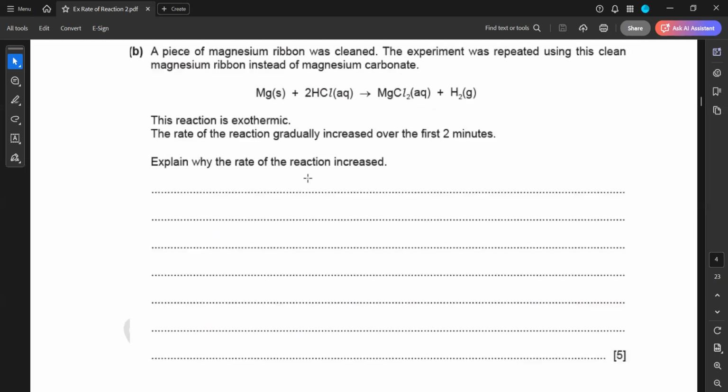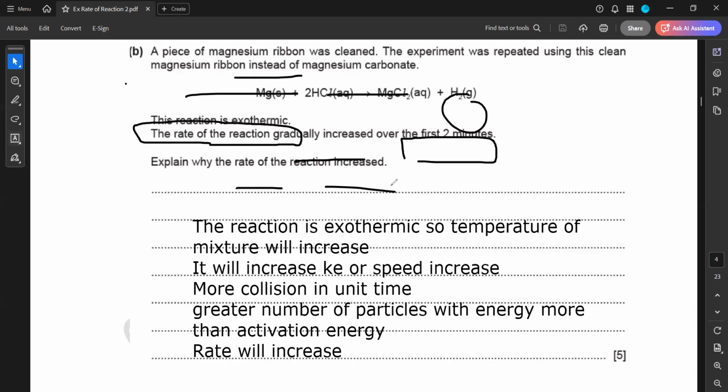Sir, I have a question. Yes. Sir, it says the reaction is exothermic. Shouldn't the temperature decrease? Look, what will happen? I mean, the exothermic reaction releases energy.